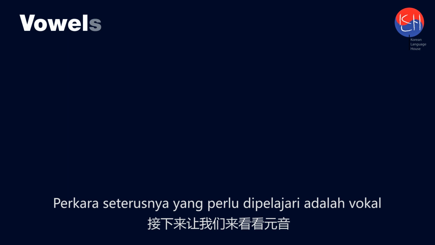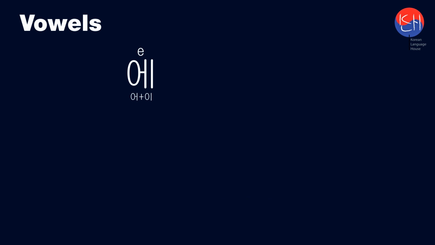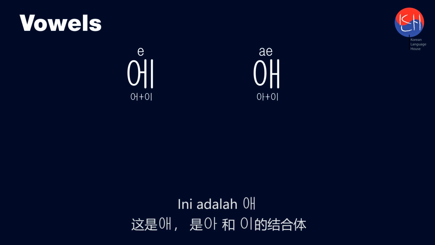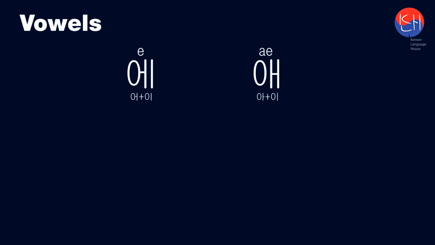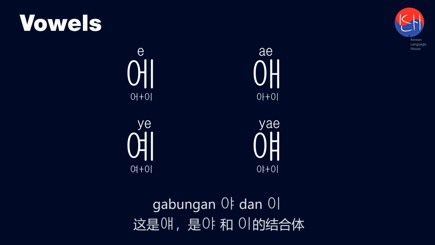Now let's move on to the compound vowels. This is e. It's made up of o and e. This is e. It's made up of a and e. This is ye. It's made up of ya and e. This is ye. It's made up of ya and e.